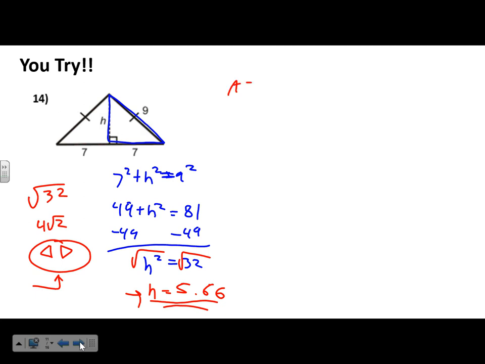The area is 1/2. The base is, and now remember, the base isn't just 7, it's the whole thing. So 7 and 7 is 14. That's what a lot of people miss. They forget that. And the height is 5.66. And again, now all you have to do is put that in your calculator. 39.62.